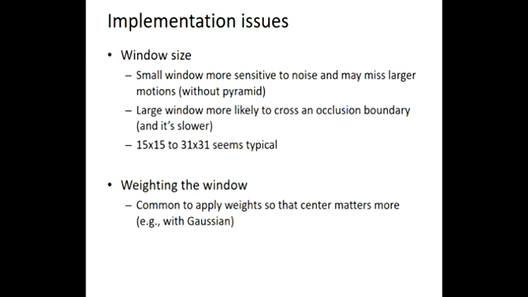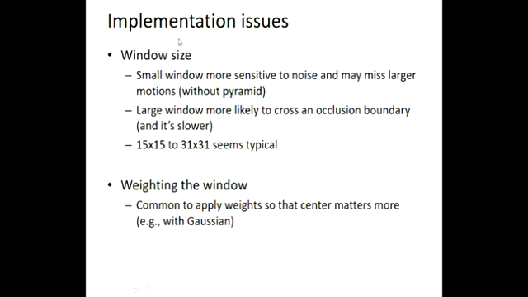So a couple of implementation issues are the window size. How big should you make this patch? Basically the issue is that if you have a small window, then you're more sensitive to noise, and you also might miss larger motions. You can imagine that if the patch moves completely outside of the original window, then you have no basis for matching anymore. This is especially true if you don't have a pyramid. If you have a pyramid, then even if the patch is small in the original resolution, it will be larger as a proportion of the image size in the lower resolutions.